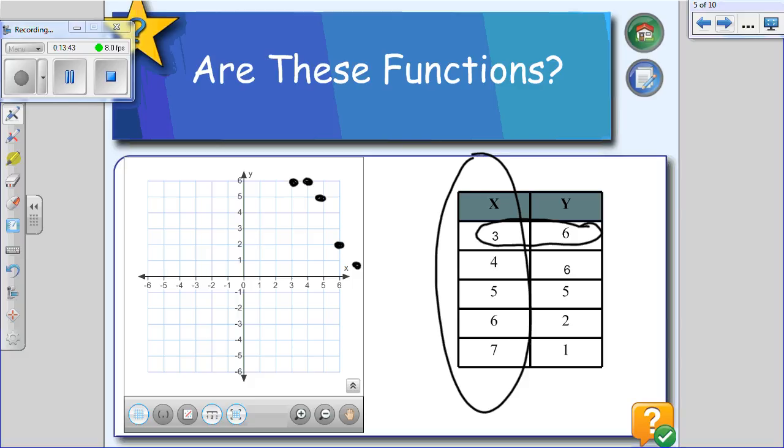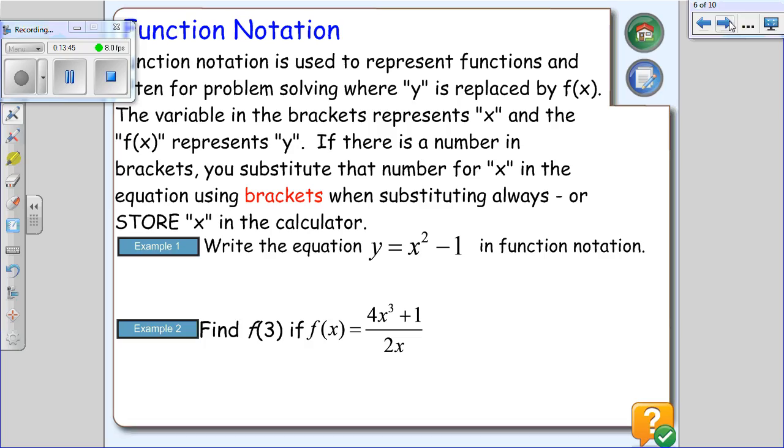Okay, function notation. There's a whole bunch of jibber jabber here. All you need to know is that function notation is when you see f of x. If you get told to write something in function notation, it needs to say f of x is equal to, rather than y is equal to.